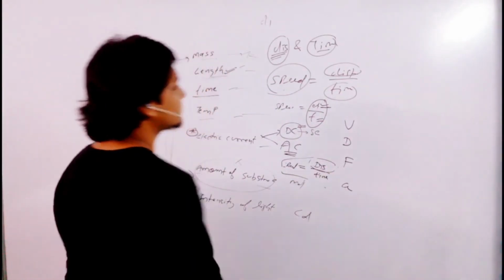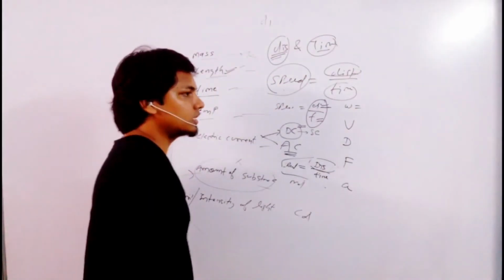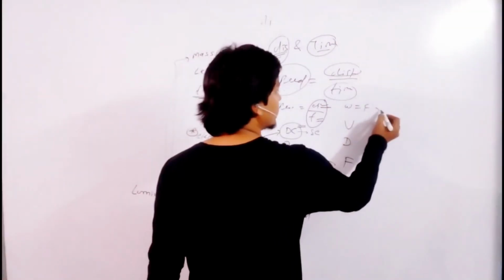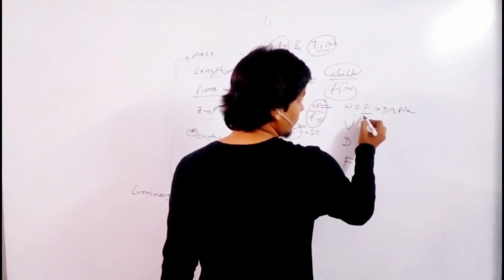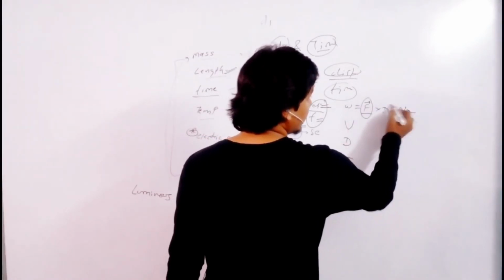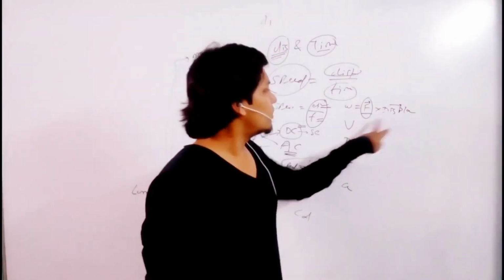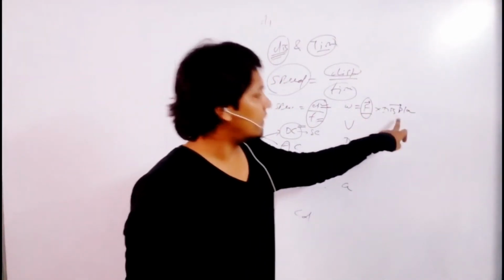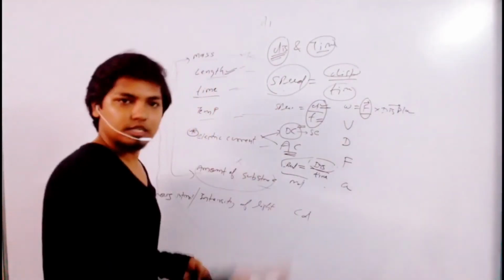For example, work. Simply, people can define work as force into displacement. Do you think it's correct? Work is equal to force into displacement. Force and displacement, they both are vector quantities. So do you think saying force into displacement is enough to define work? This is a vector quantity, this is a vector quantity, but work is coming out as a scalar quantity. Why?